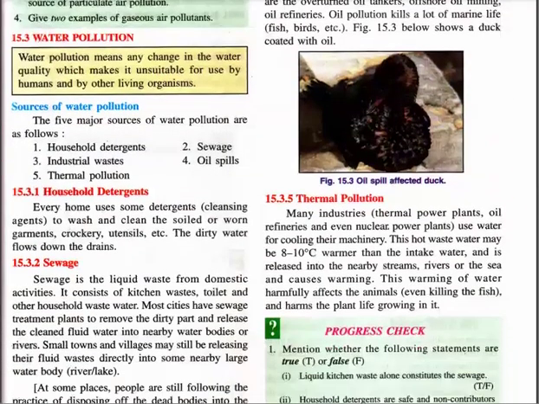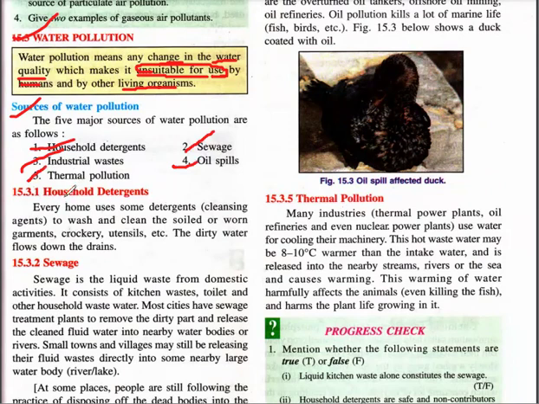Now, water pollution. What is this? Water pollution means any change in water quality which makes it unsuitable for use by humans and by other living organisms. The sources of water pollution are again five: household detergents, sewage, industrial waste, oil spills, and thermal pollution.